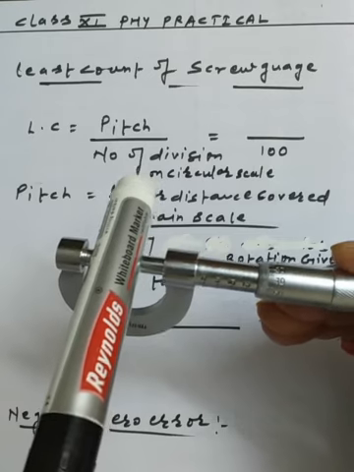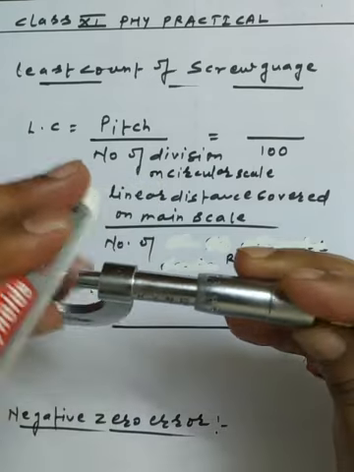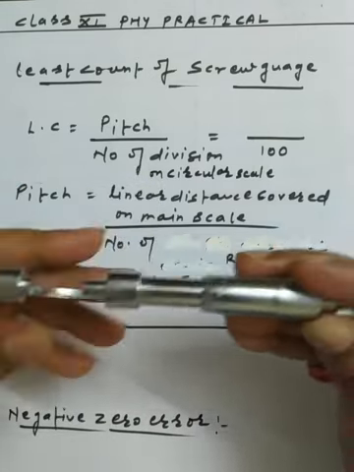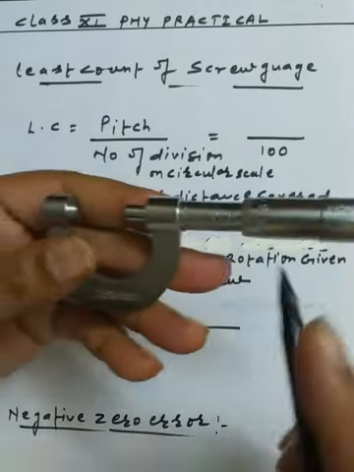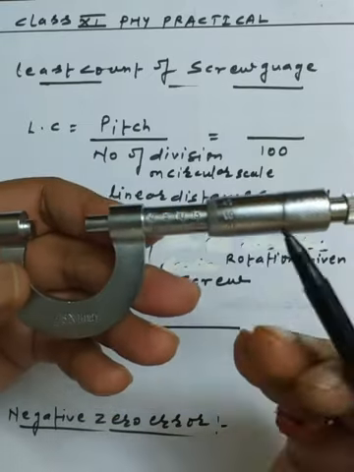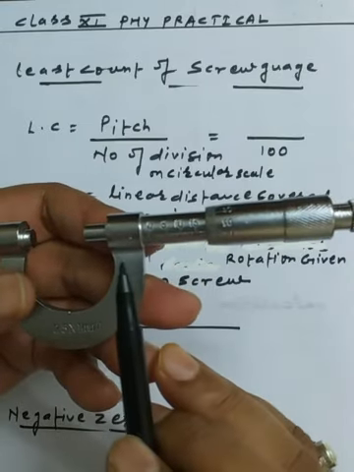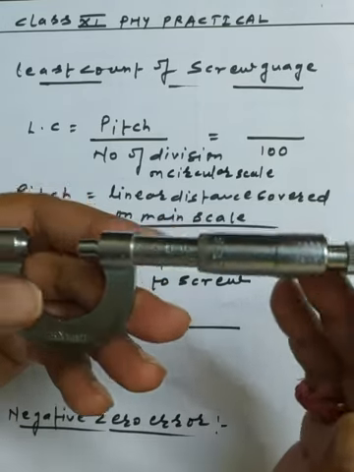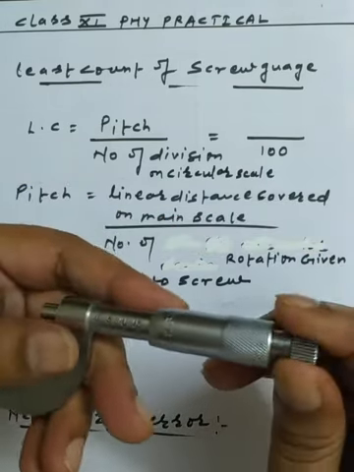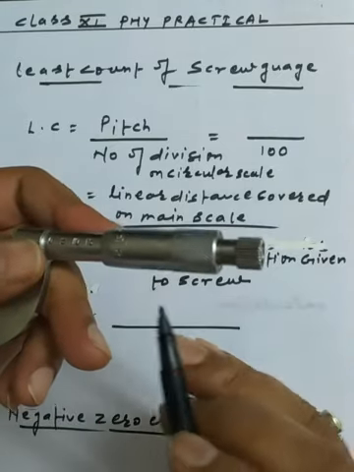Now what are the types of scales we have? Now we should make a comparison with the vernier calipers here also. Vernier calipers have two scales. First is the linear scale, that is called the main scale, and the other scale is called the vernier scale, through which we conclude the vernier constant.